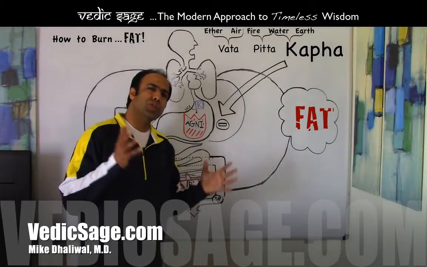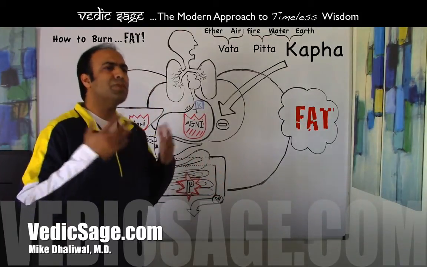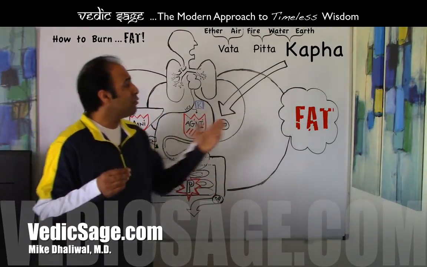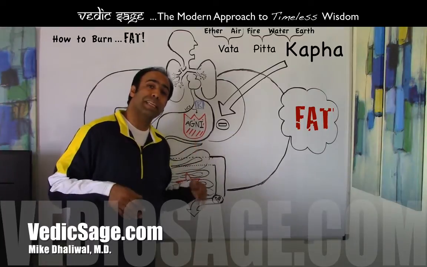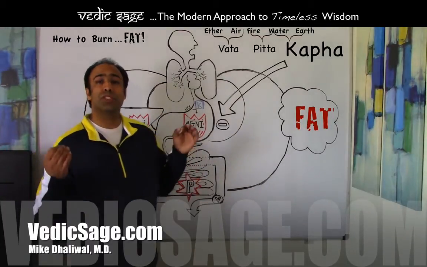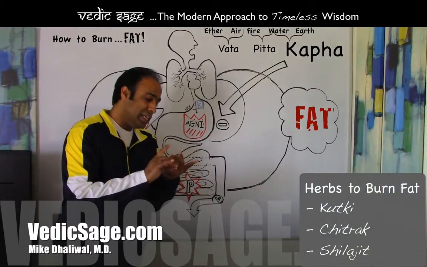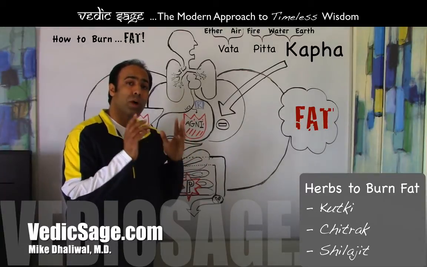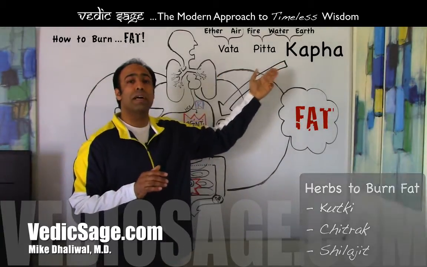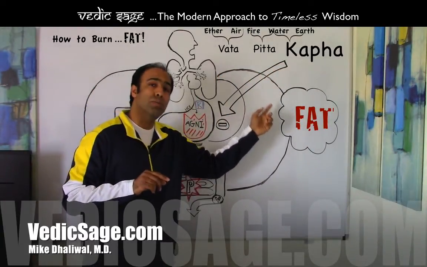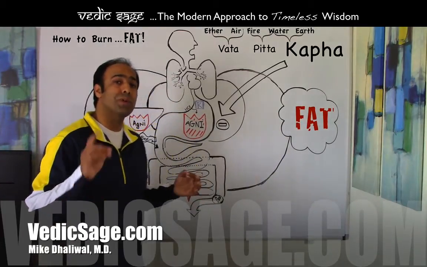Now we'll talk about certain herbs that will help to increase this fat metabolism and therefore help to remove excessive fatty tissue from the body. For example, certain herbs such as kutki, chitrak, and shilajit will help decrease this kapha dosha as well as help to remove excessive fatty tissue from the body.